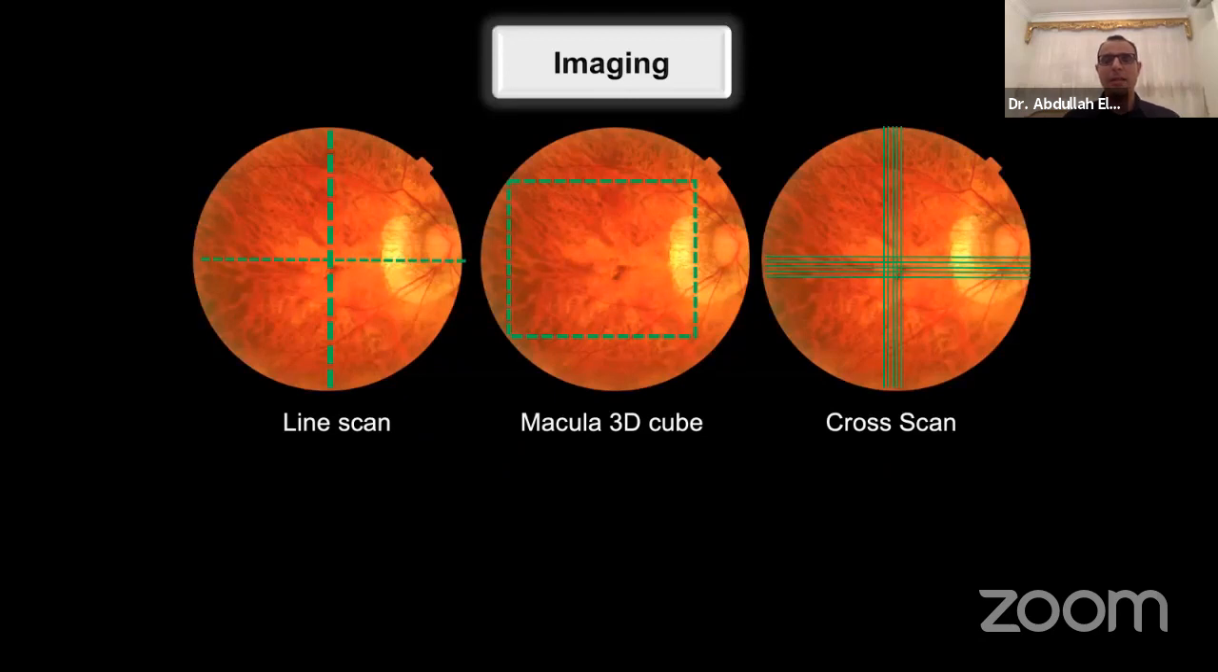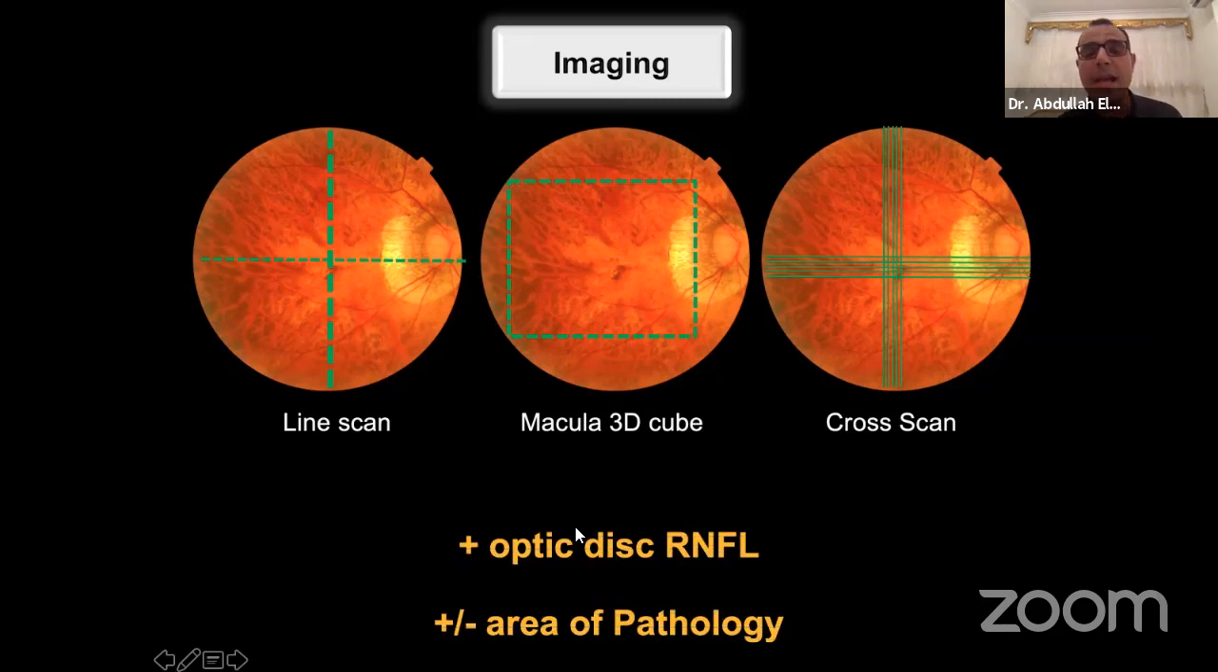Before going to that, I'll share with you my preferred technique or imaging protocol for highly myopic patients. I prefer to do a line scan for all of these cases, especially horizontal and vertical, and I'll expand on that later on. And I prefer to do a 3D cube, and when possible, I'll do a cross scan. For all my high myopic patients, I do a disc scan, and I also sometimes do an extra scan if there is an area of pathology.